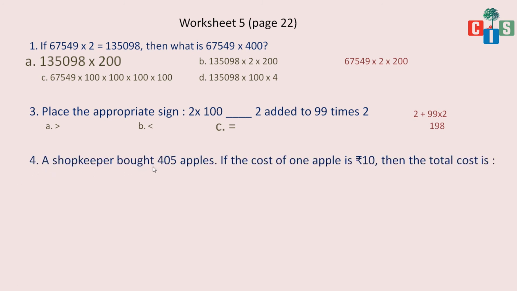A shopkeeper bought 405 apples. If the cost of one apple, what is the cost of one apple? 10 rupees. Then the total cost is what? So 10 rupees, no? So I can say 4,050 will be the total cost. Likewise only I can say. Now we will see the options. So these are the options we have and my answer is, I know that it is 4,050. Now we will see. Okay.